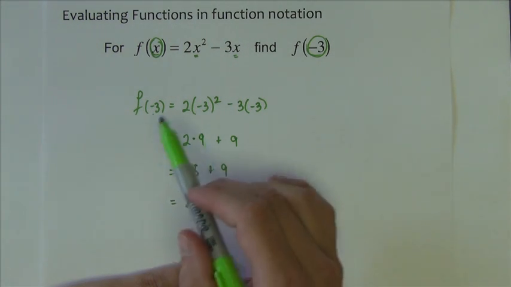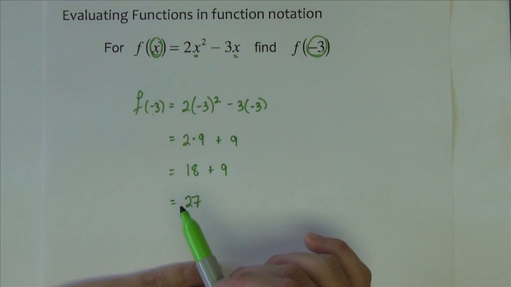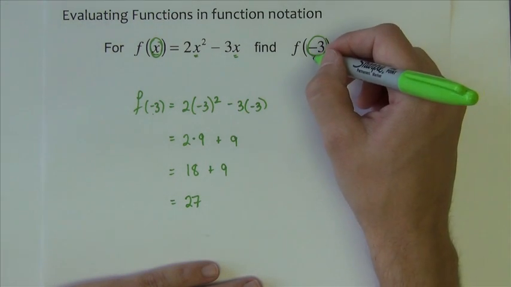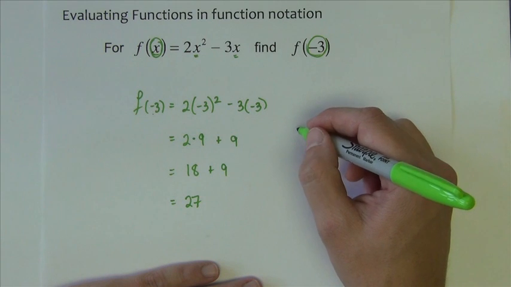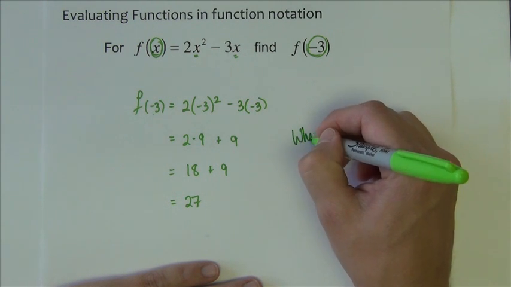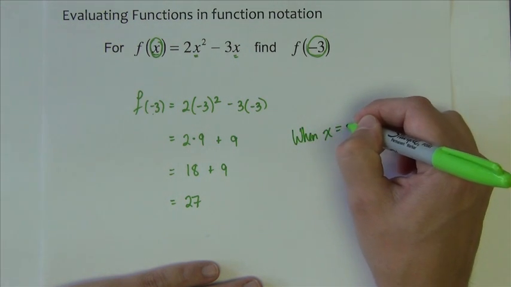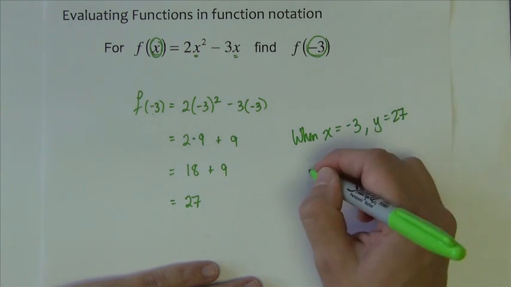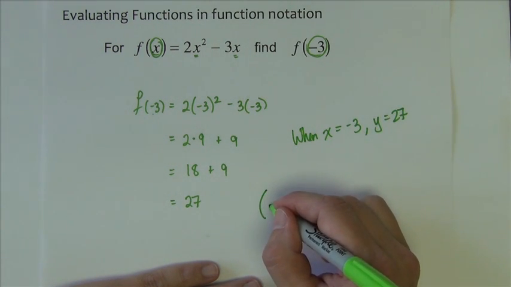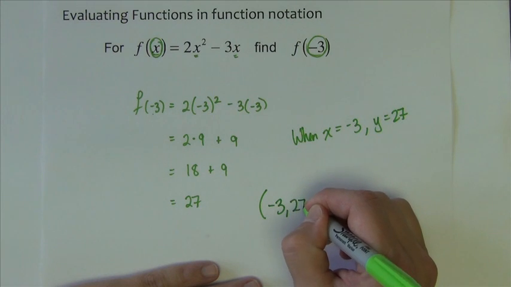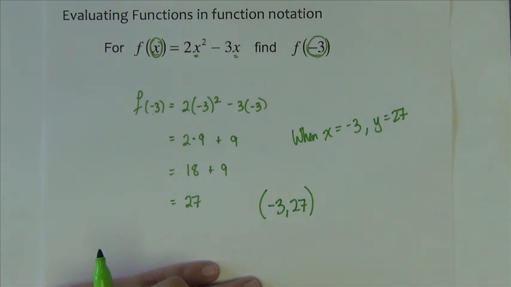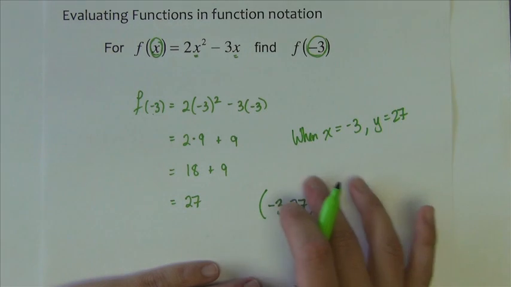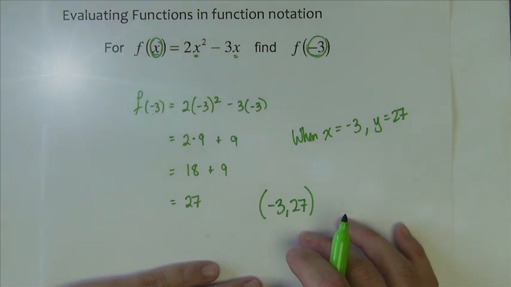And since this is a function, functions represent points. This is an ordered pair point. What this says is that when x is negative 3, y is 27, or what I've just located is the point negative 3, 27. If I were going to graph this, this is a point on that graph.